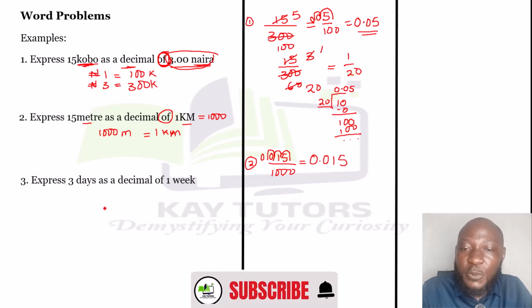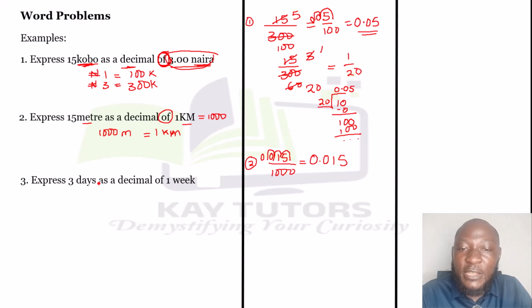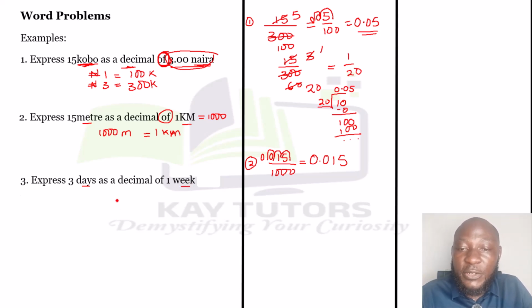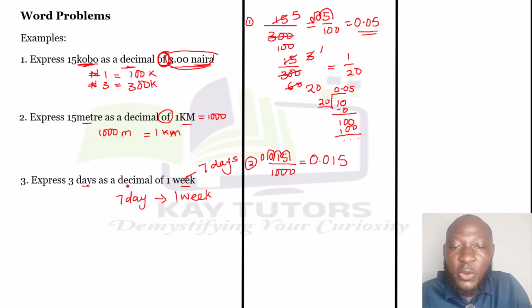Let us look at number 3. We've been asked to express 3 days as a decimal of 1 week. Here we have days and week. What's the relationship between days and week? There are 7 days in 1 week. So here we have 7 days. Here we have "of" here.